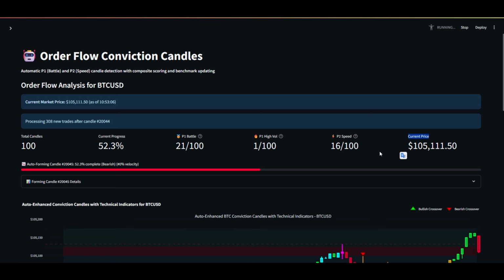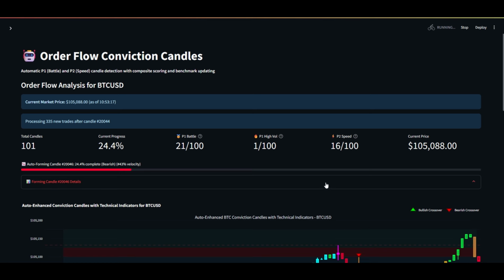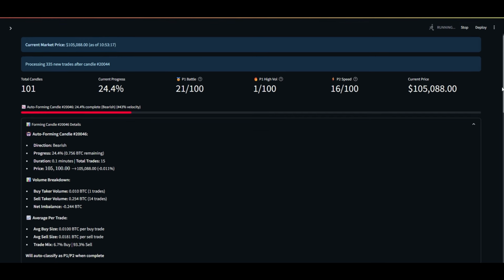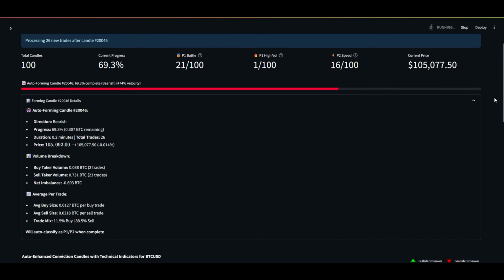Looking at our auto detection results, we can see how many P1 battle candles have been identified out of the total displayed. These represent institutional volume wars. The P1 high volume count shows the most significant battles with massive total volume participation. And our P2 speed candles represent rapid institutional execution patterns. The current Bitcoin price updates in real time as new trades stream in from the exchange. This gives us immediate market context for our conviction analysis.